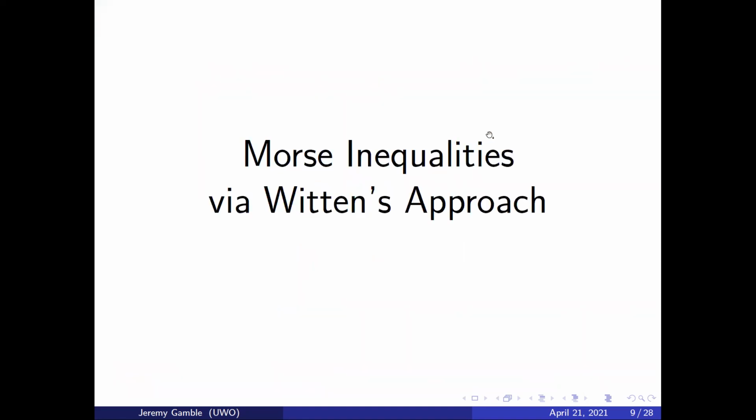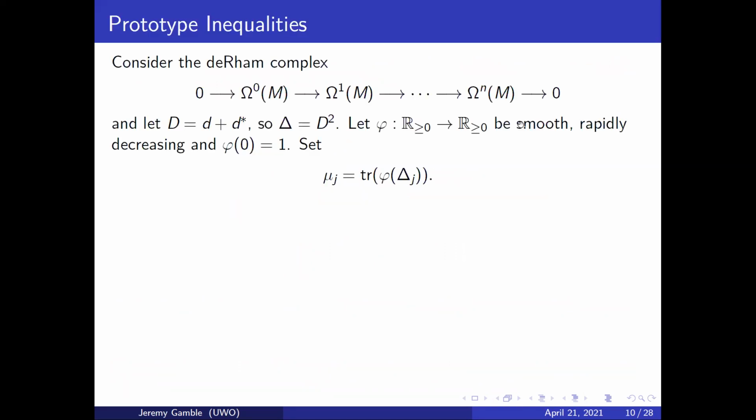So now we'll get into this Witten approach. We're going to start with this lemma on a prototype of the Morse inequalities. If we just start with a regular old de Rham complex, and we write D as d plus d star, then obviously we have the Laplacian as usual, it's just D squared. And we pick a very nice, smooth, rapidly decaying function phi that satisfies this condition that phi of 0 is 1. We set the trace. Because we're choosing this to be smooth and rapidly decaying, this is a trace class operator now, and we can take the trace.